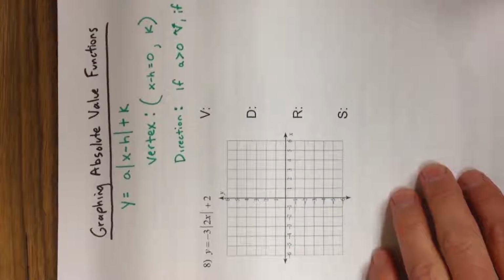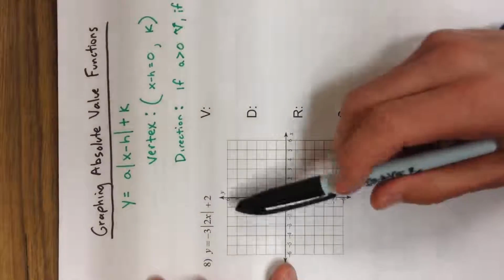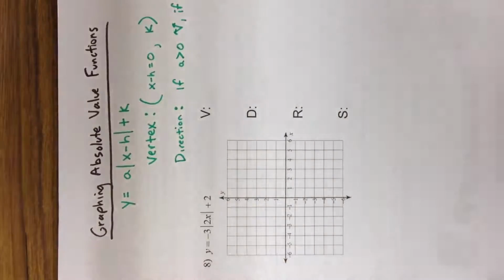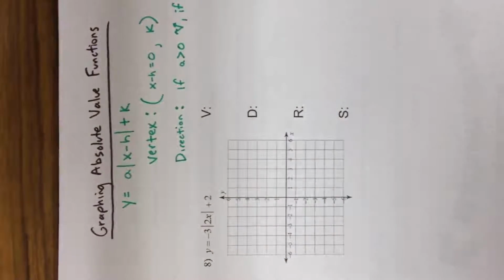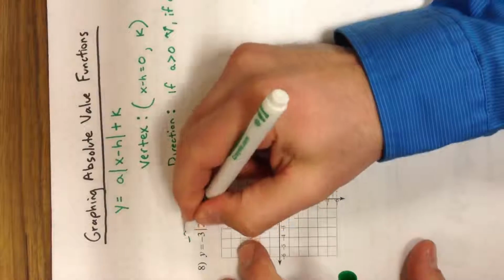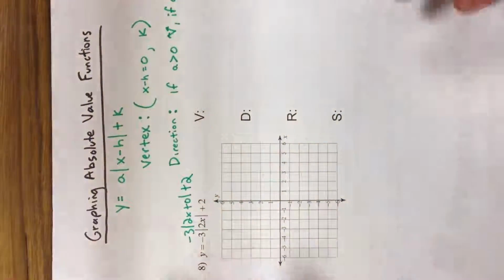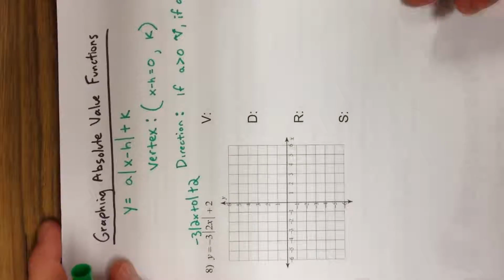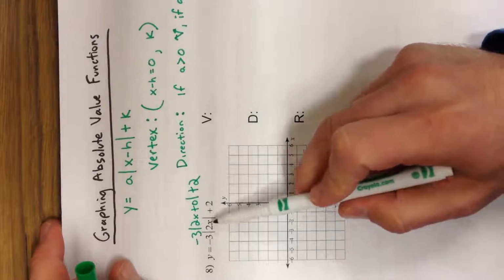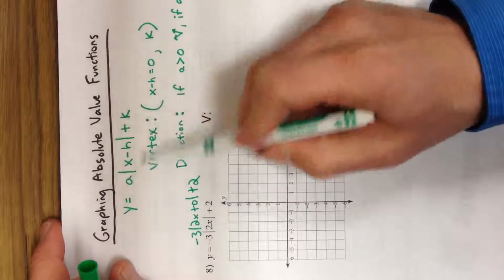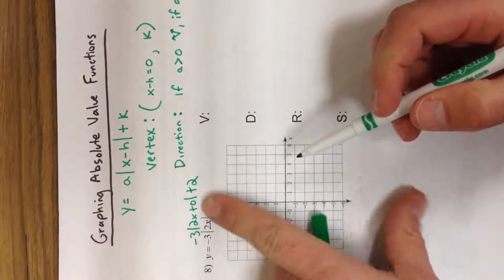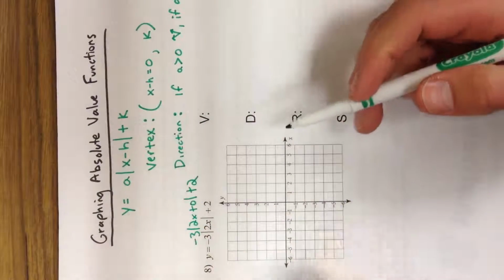So here we go, let's try this one. So when I look at this one, if I rewrote this as -3|2x + 0| + 2, since all I did was add plus 0 there to make it look like this. So obviously in this case our h is 0.